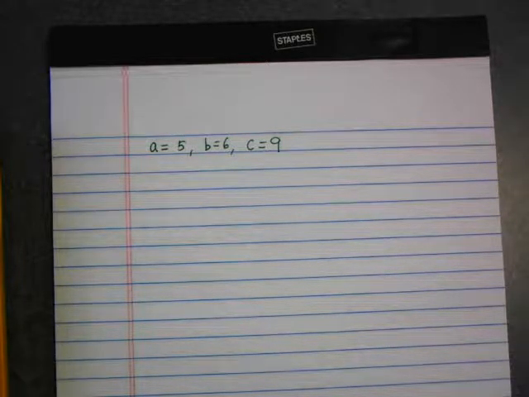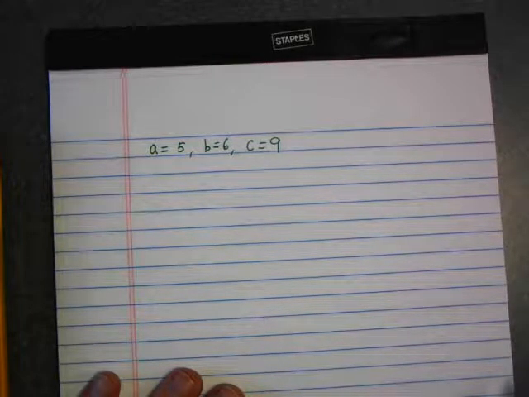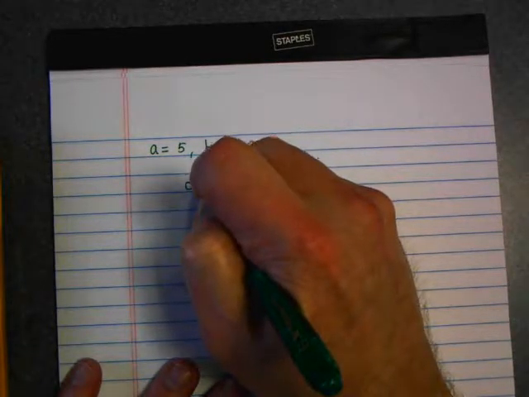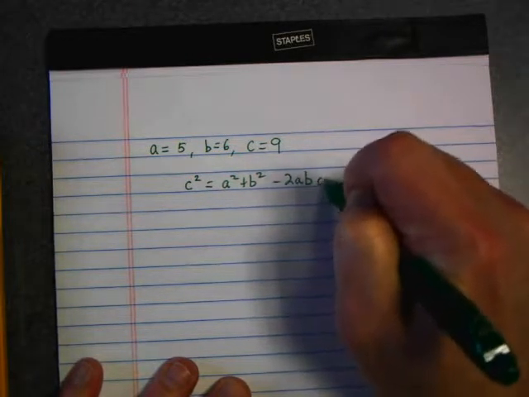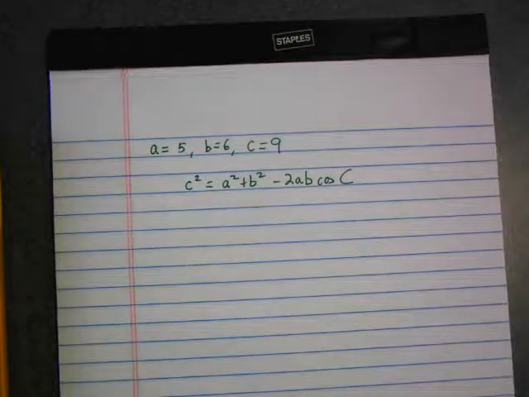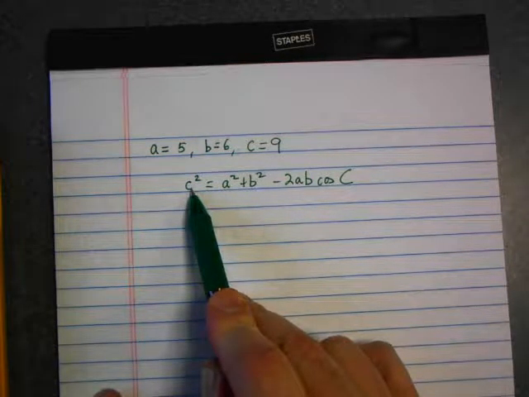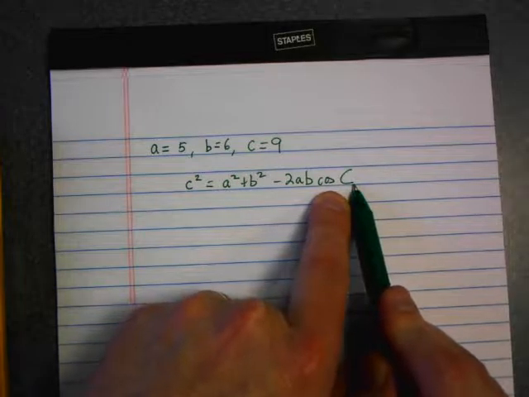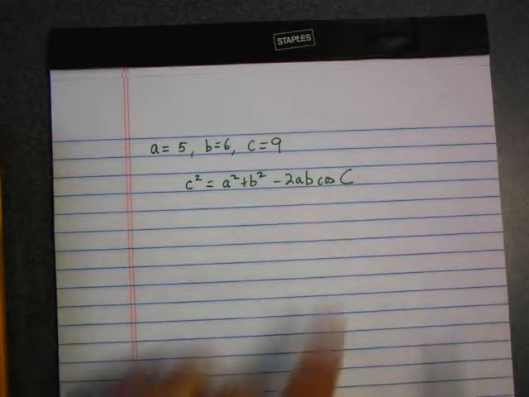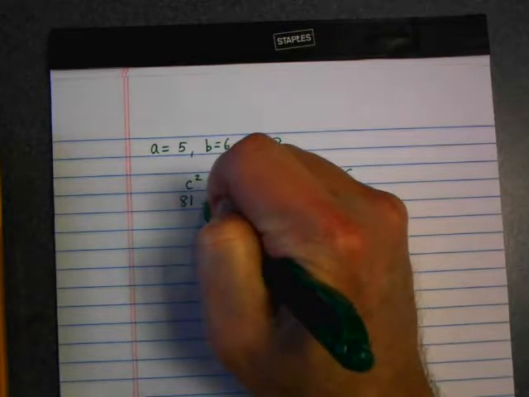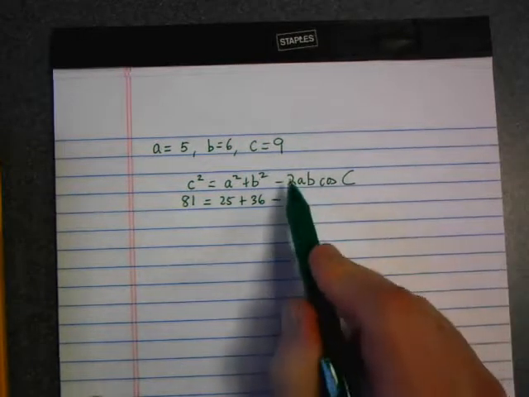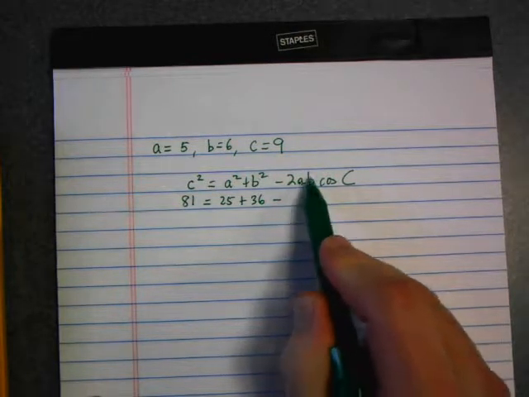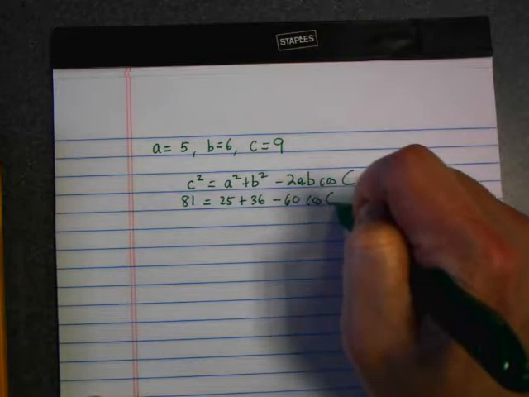All right, so plug everything in. Which formula? Which one of the law of cosines? First one. It doesn't matter. C squared equals A squared plus B squared minus 2AB cosine C. I know little a, little b, little c. I'm going to plug all those things in, and I'll have to do some algebra to figure out cosine C. So 81 equals 25 plus 36 minus 2 times 5, that's 10, 10 times 6 is 60 cosine C.